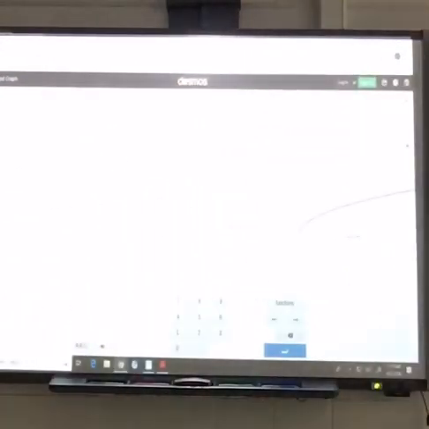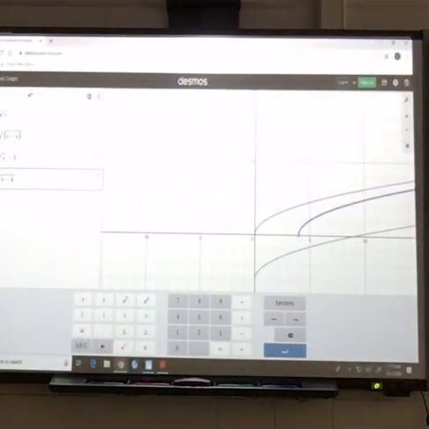I need to do this in my computer, I think. Not quite sure how to cursor over.